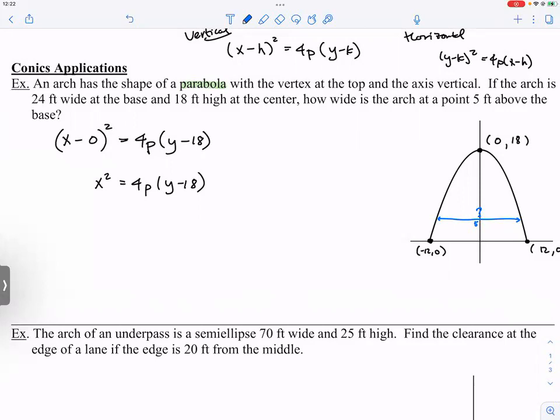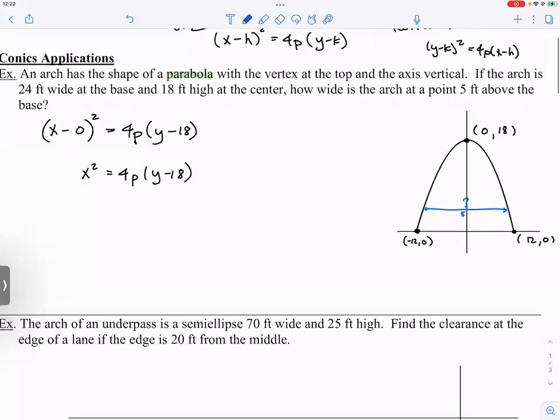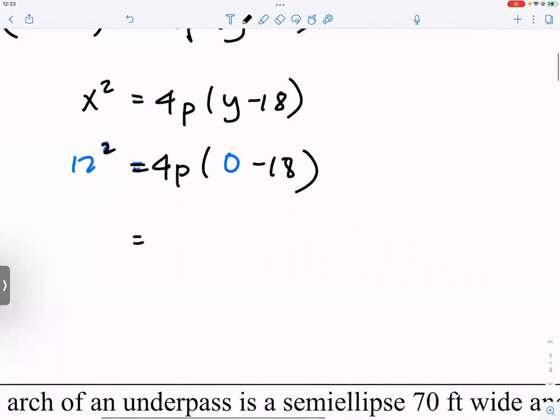Well, what can we substitute in? This is an equation, right? So if you put a point on this curve into the equation, you can find out the p-value. So you can do 12 squared equals 4 times p times 0 minus 18. Basically, you are just putting the point 12 comma 0 into x and y, and by then you can find out the p-value.